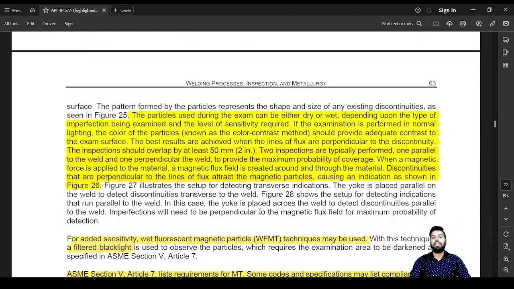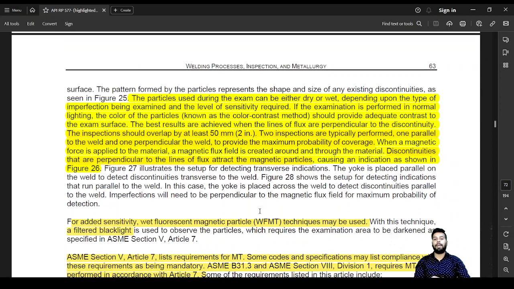The particles used in the examination can either be wet particles or dry particles. Dry particles is basically powder. Wet particles are powder that are suspended in some kind of a liquid, depending on the type of imperfection or the examination and the level of sensitivity required. Wet particle is generally more sensitive. Dry particle is not as sensitive because dry particles have no capability of moving once they are on the surface.